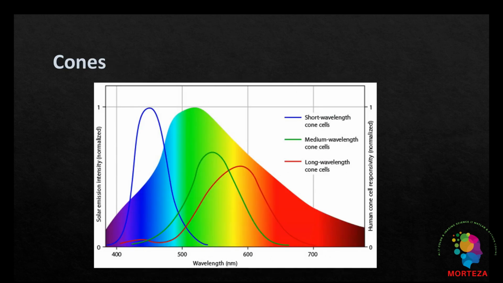The letters L, M, and S are used to represent the three cones with their peak sensitivities in the long, middle, and short wavelength regions, respectively. As shown here, their spectral sensitivities overlap quite a bit, particularly those of the L and M cones. This improves color discrimination. If the receptors did not have any overlap in their spectral sensitivities, we would only perceive three hues in the spectrum.